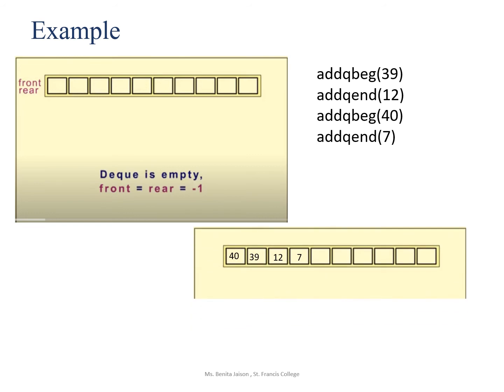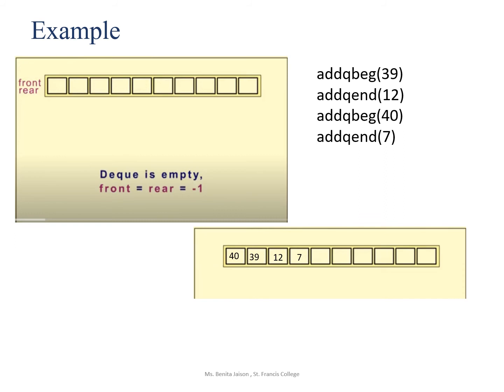So the order of elements inserted will be as 39 is inserted at the beginning, 39 will be inserted at the first position and then 12 will be inserted at the second position. Then as we have 40 inserted at the beginning, 39 and 12 will be shifted one place and then 40 will be inserted.